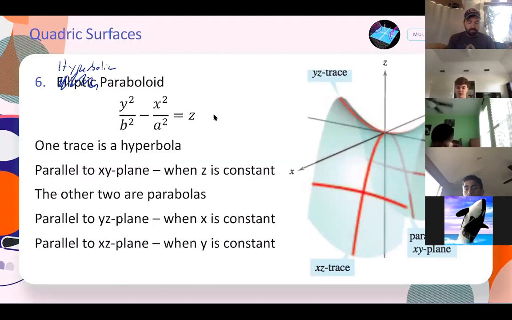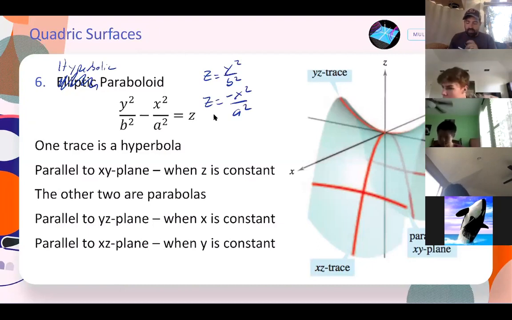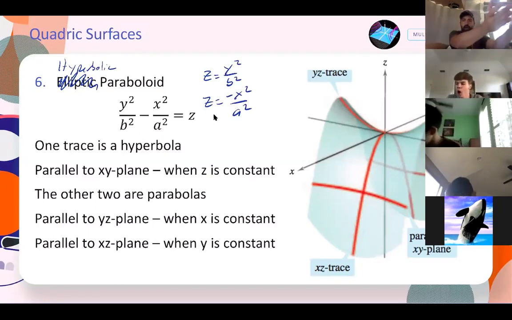Okay, so I graphed Z equals Y squared over B squared minus X squared over A squared. And so you get this weird thing. Well, notice if I let X squared in this one be 0, I have an upward facing parabola in the YZ plane. If I let Y equal 0, I have a downward facing parabola in the XZ plane, right? It's going to be negative. And then if I let Z be constant, parallel to the XY plane, I'm going to get hyperbolas. Those are kind of the sides of this thing.